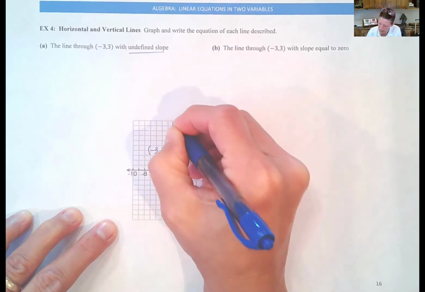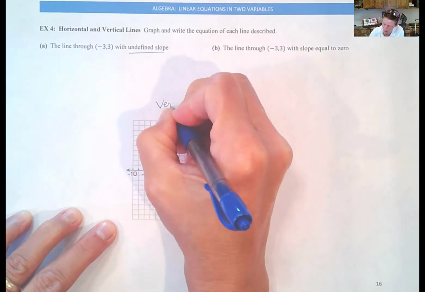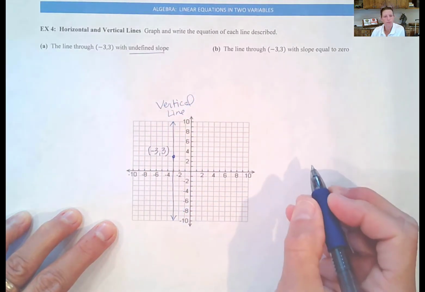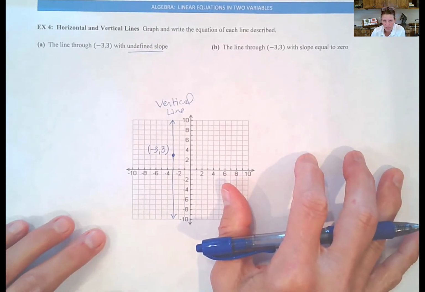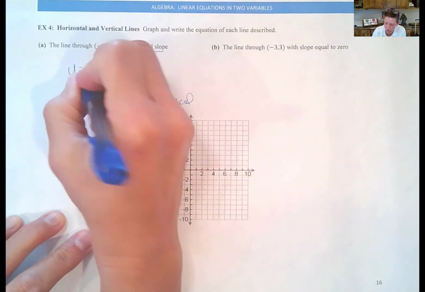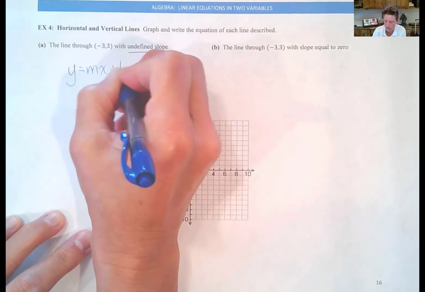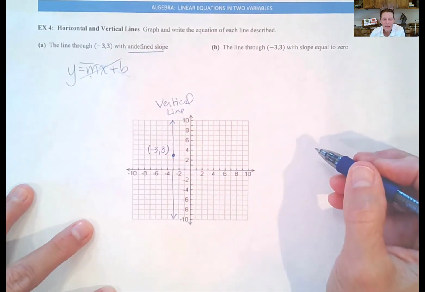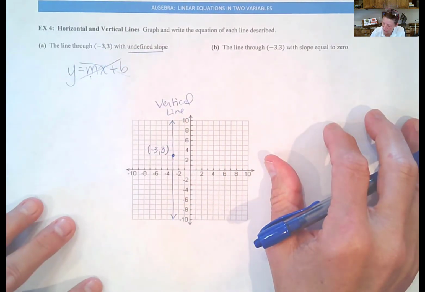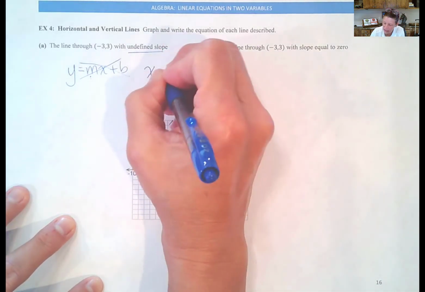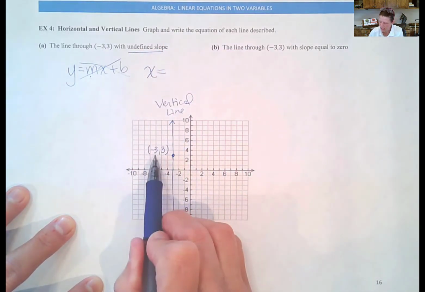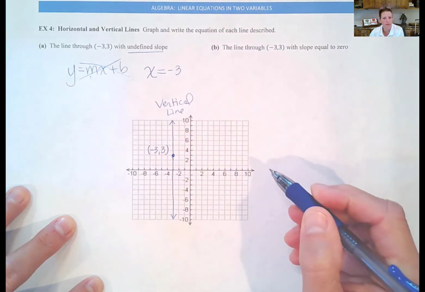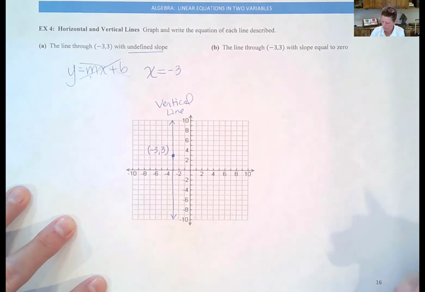Okay, you've got to be able to connect those concepts, okay? Vertical line, undefined slope, and because the slope is undefined, there's no way for us to use the formula y equals mx plus b because it requires us to substitute a value for the slope. Okay? We simply have to determine this is a vertical line and therefore its equation is x equals some number, and in this case that would be -3 because every point on this line has an x value of -3.